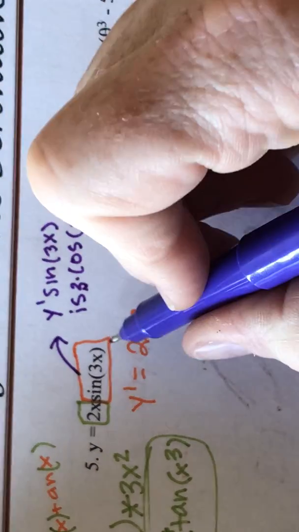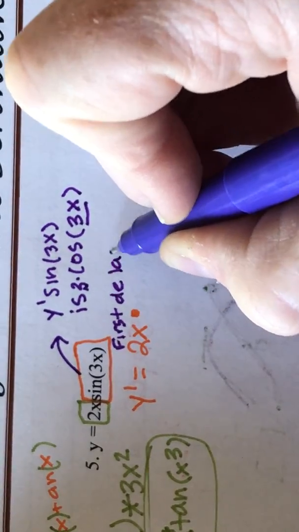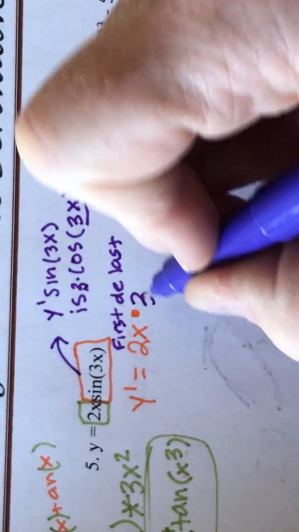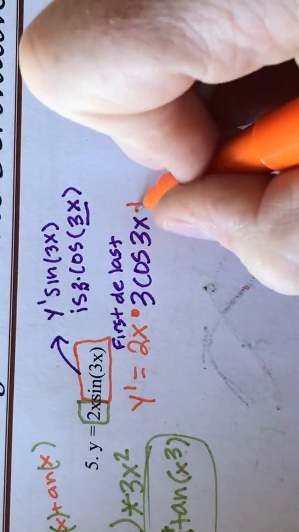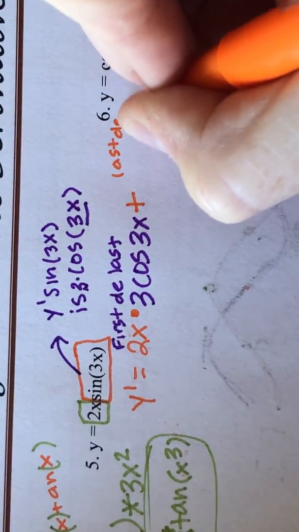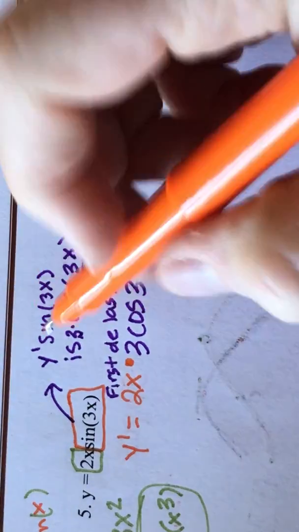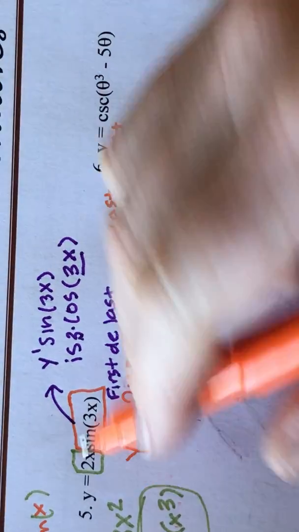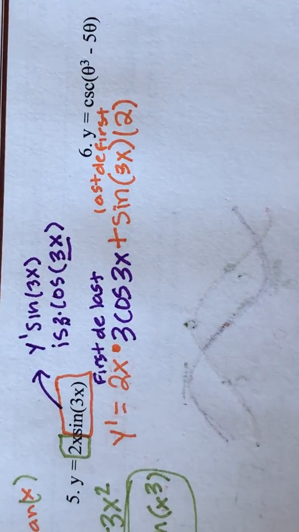So it's the first times the derivative of the second, whatever it was in our notes, okay? First times the derivative of the second, which is 3 cosine 3x, we just found. All right, plus last d first. I think we did front d back, but whatever. You know what I mean. Okay, so sine 3x is the last function times the derivative of the first. The derivative of 2x is just 2. Okay, so that's our product rule with a trigonometric function.